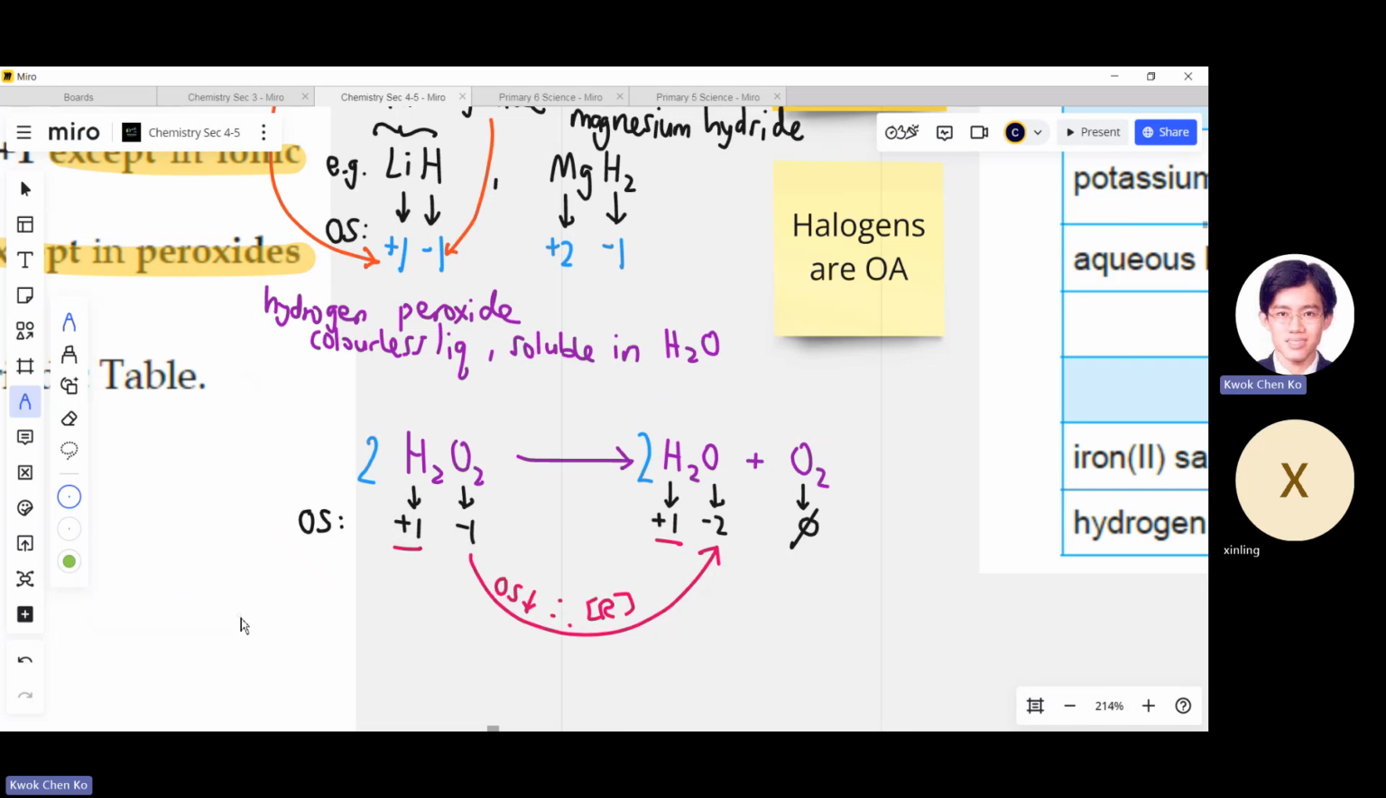I look at O again on the left and look at O2 on the right. From -1, it becomes 0. So OS has increased. Therefore, this is oxidation.